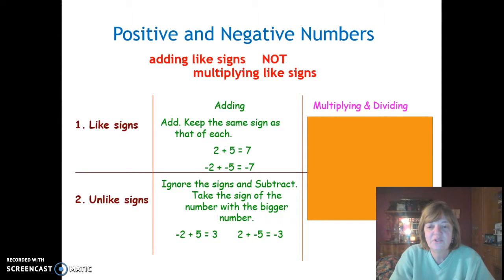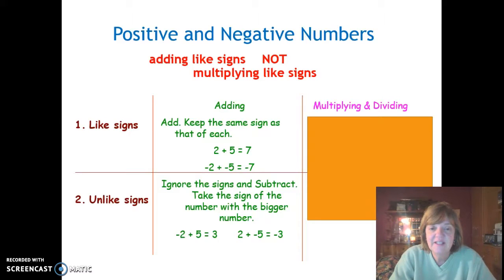So I told you yesterday that I had a cheat sheet for you, and here it is. But I've covered up part of it. I only taught you half of it, and as you can see, adding with like signs and unlike signs are listed there. And I just want to tell you the good news, that's the hardest part to learn. Multiplying and dividing is much easier. The rules are so much simpler.